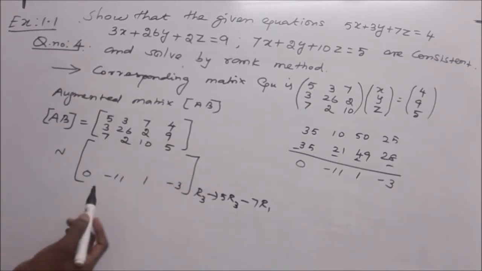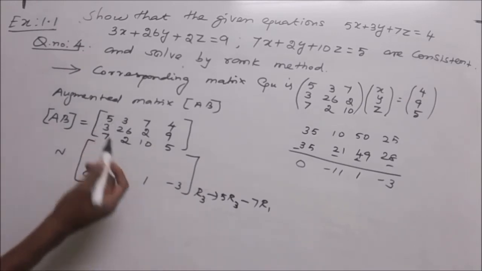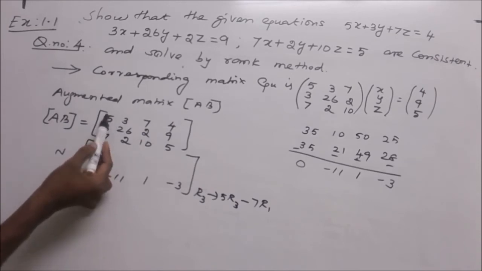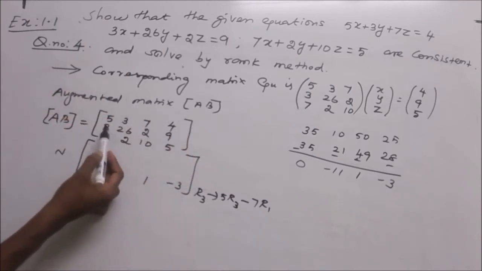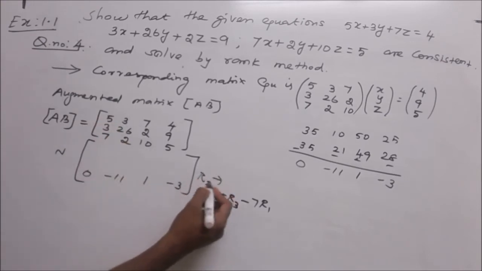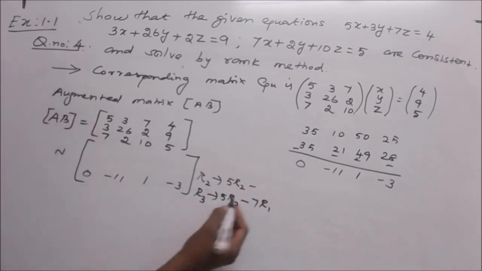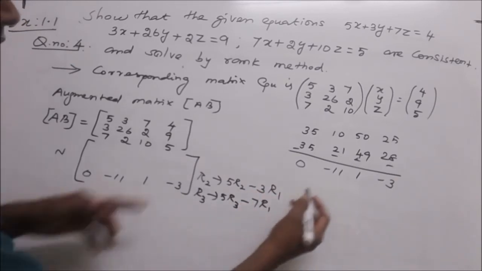Now we should give priority to make this entry 0 in the second row, first entry. For that, multiply the first row by 3. This 3 with the first row, that is 15. And this 5 with the second row, that is 15. Now 15 minus 15 becomes 0. You need not focus on any other element. Always focus on the first element, okay? Therefore, R2 tends to 5R2 minus 3R1.